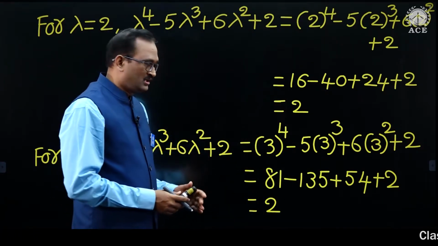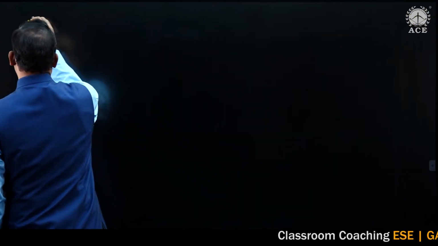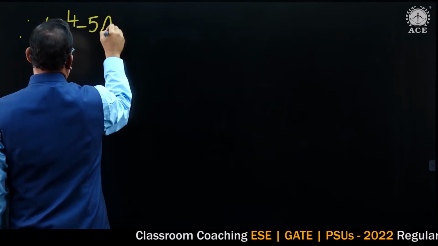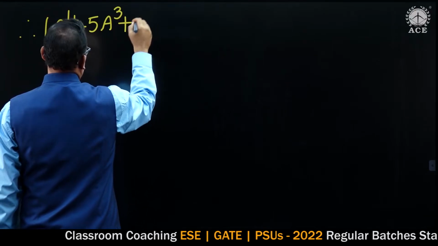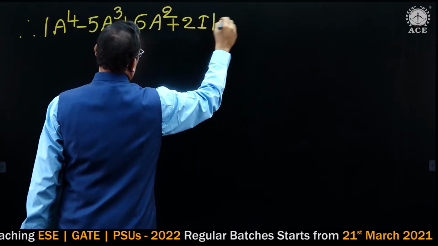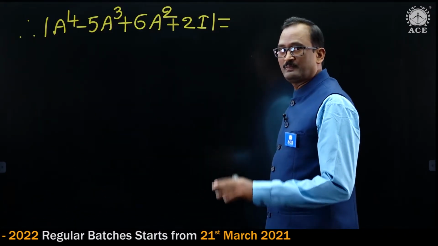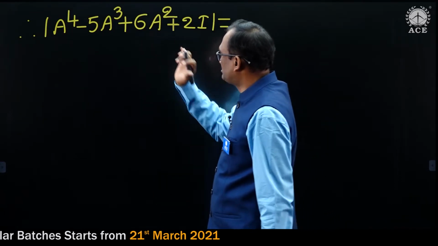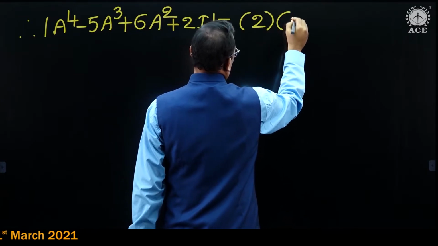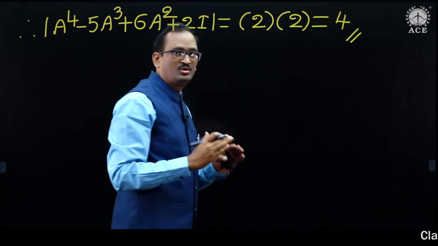Now we were asked to find the determinant of A to the power of 4 minus 5A cube plus 6A square minus 2I. Determinant of this particular matrix is equal to the product of the eigenvalues of this matrix. What are the eigenvalues of this matrix? 2 and 2. So the product of the eigenvalues is 4. We can do it like this also.